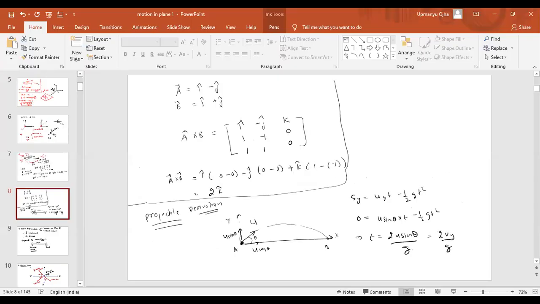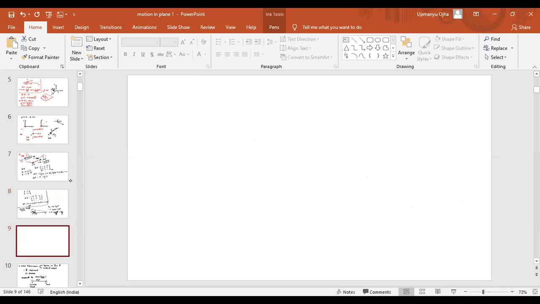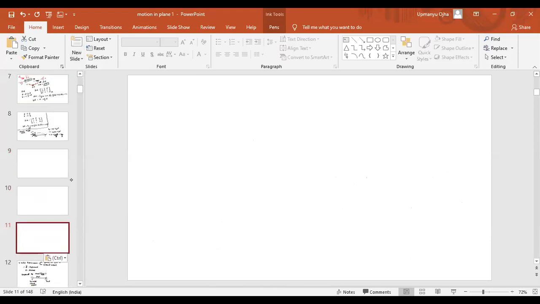Now in range, range will be equal to how much? Range will be ux into t, time of flight. Ux is how much? Sorry, ux is ux only. Time of flight is 2uy by g. So it would be 2 ux uy by g.